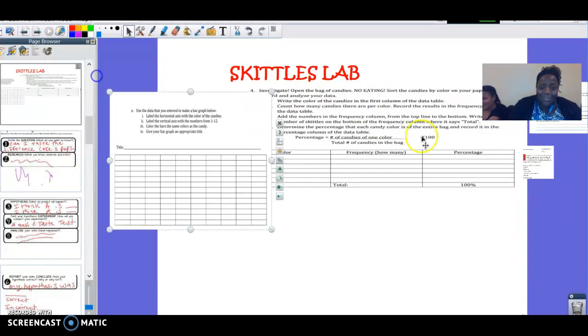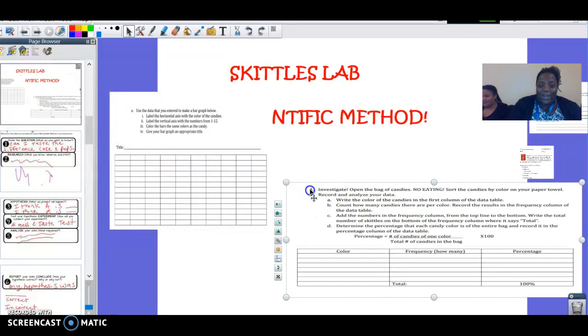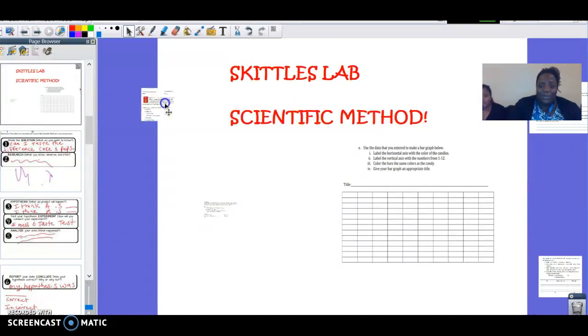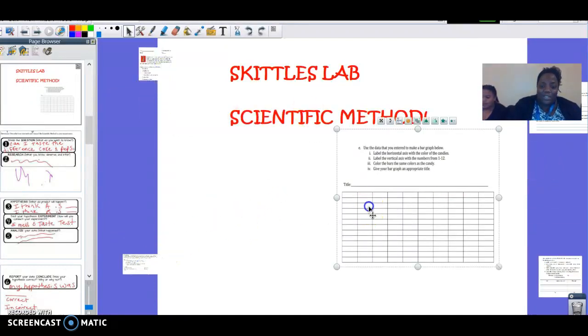Okay, so the next part is our graph, which should be this section right here. Okay, let me make this bigger. Move all of these out of the way.